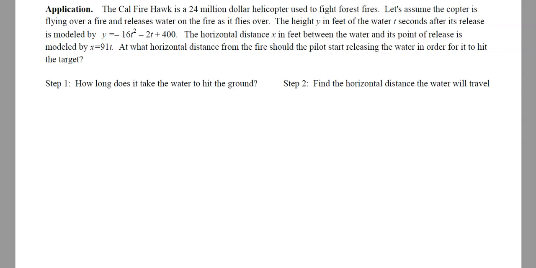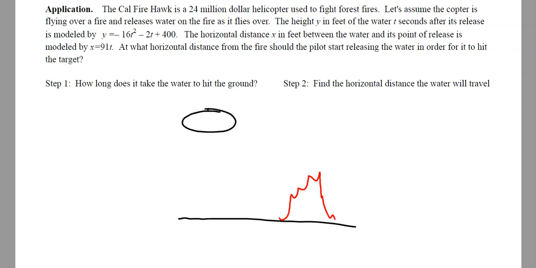So picture this. I'm not the greatest artist. I need my boy Dalton to draw this, but I've got a big old fire. I've got a helicopter. It's pretty sweet looking, actually. And it's flying at a pretty fast rate of speed in this direction. All right, it's at a certain altitude off the ground. This will be my altitude. And it's a certain horizontal distance from the fire.